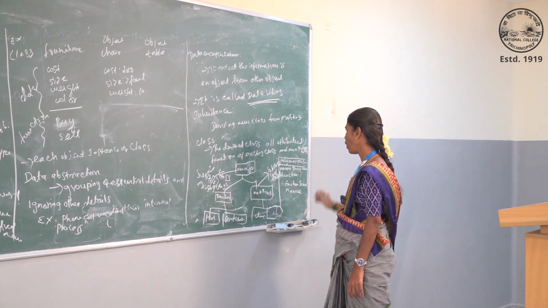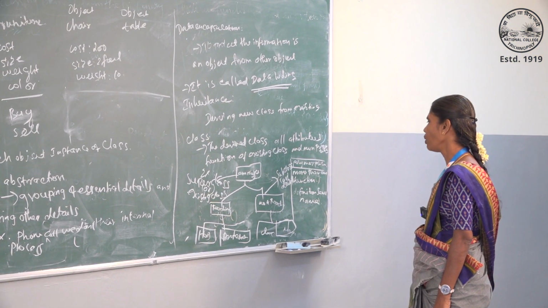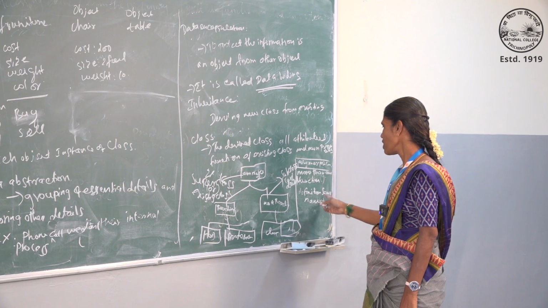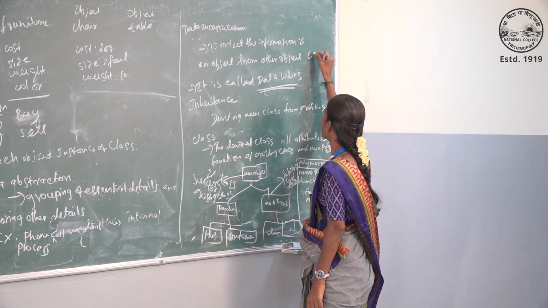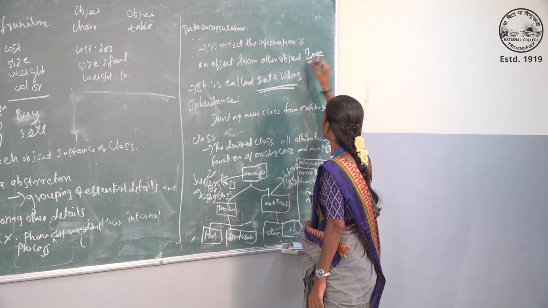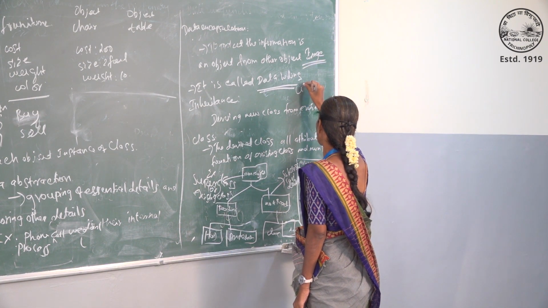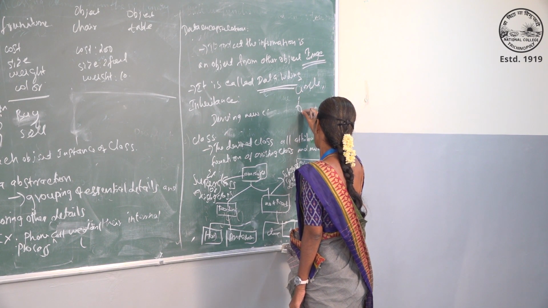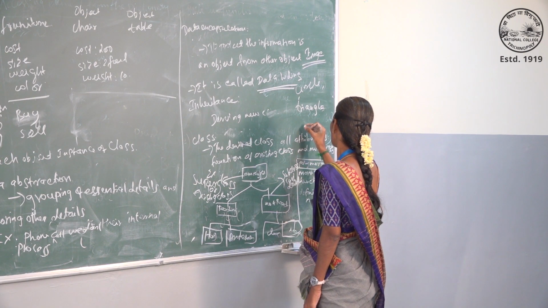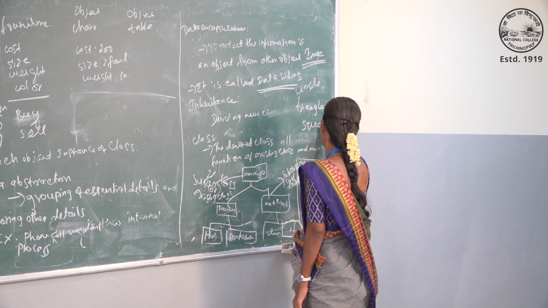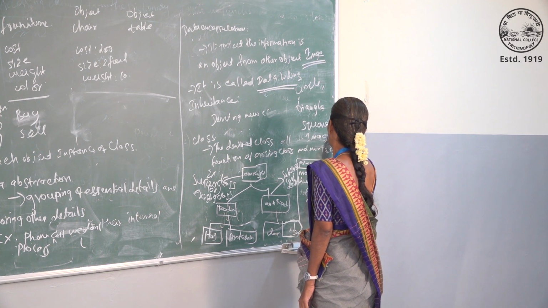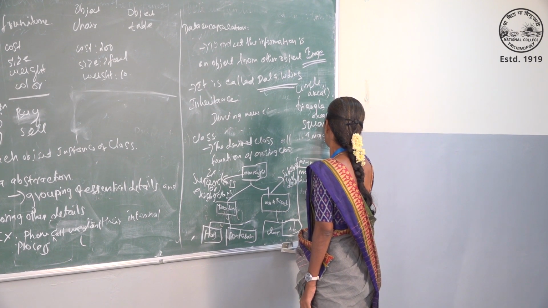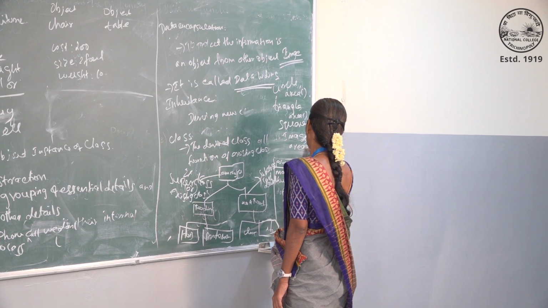Next topic is polymorphism. Polymorphism means more than one function definition with the same name. For example, image. A circle is an image, a triangle is an image, a square is an image. The circle area, the triangle area and the square area are different.